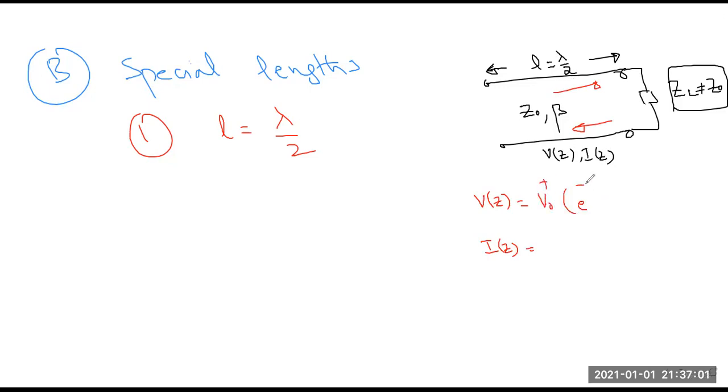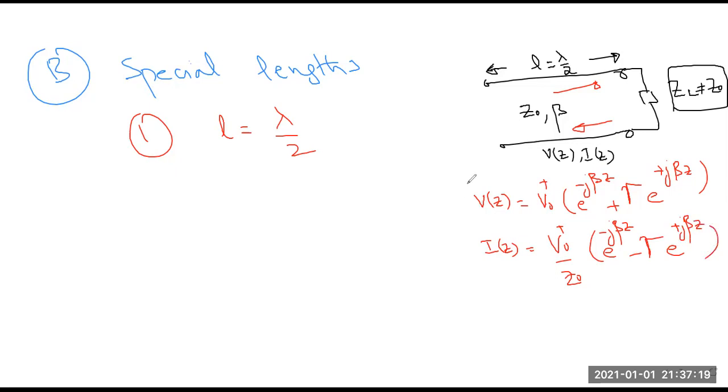Okay, so voltages and currents will have their general form in terms of incident and reflected waves. So e power minus j beta z plus reflection coefficient e plus j beta z, and current will be V naught plus divided by Z naught, e power minus j beta z minus reflection coefficient e plus j beta z. So current and voltages can be represented by this. The interesting result that we want to look at is how much will be impedance. So if I measure impedance over here, how much will be this value?